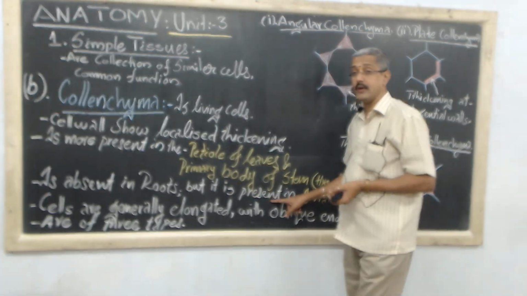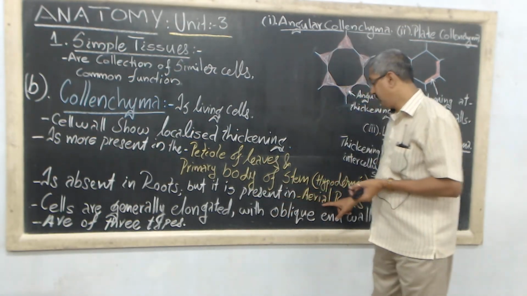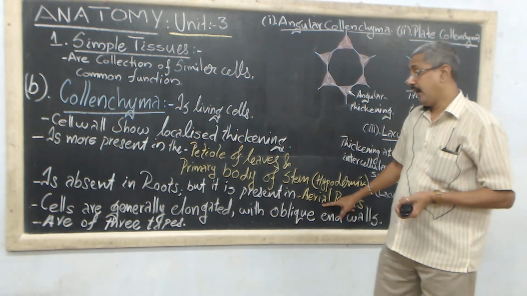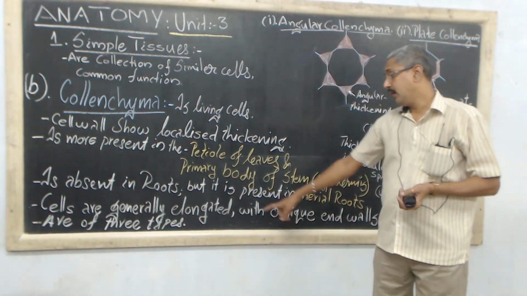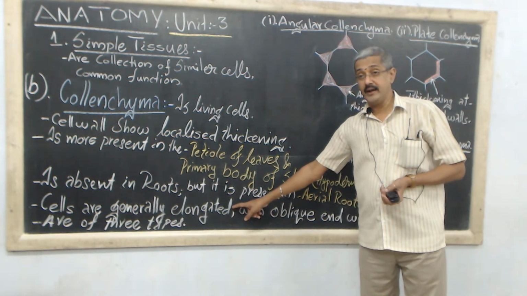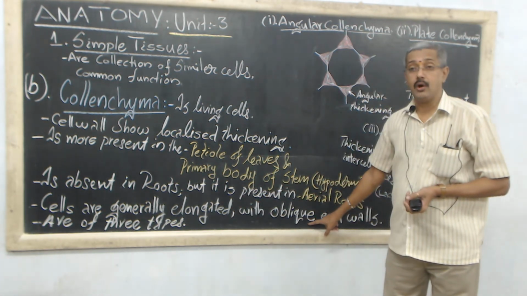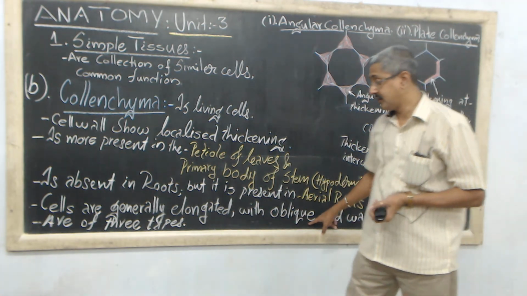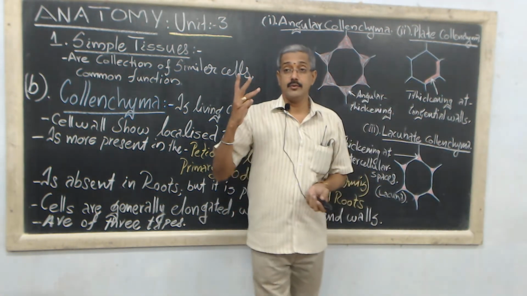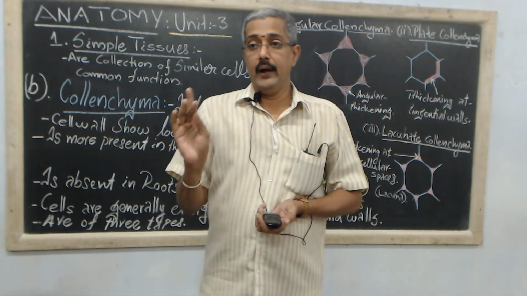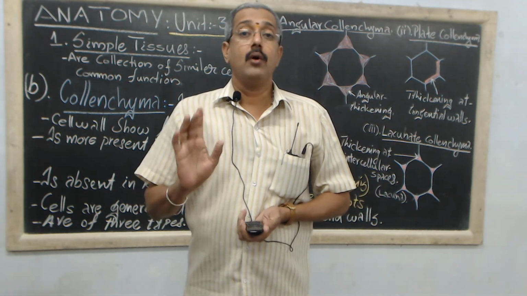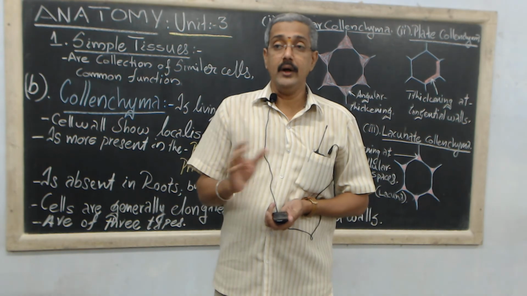Such collenchyma cells are present only in the aerial root, and they are generally elongated, and the end walls become oblique in nature, and they are of three types, which are called angular collenchyma, plate collenchyma, and lacunate collenchyma. It is corresponding to their thickening.